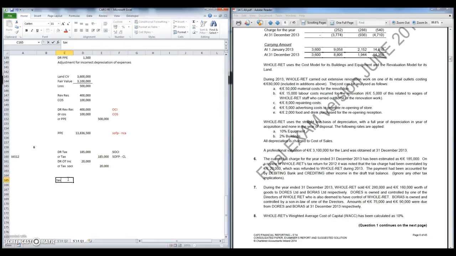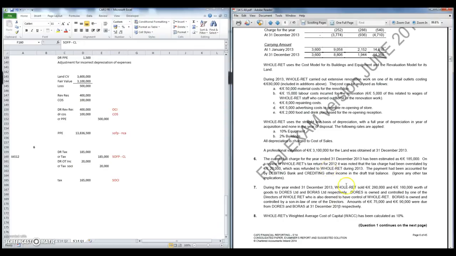Therefore, tax in the SOCI is going to be plus 185 minus 20, and that would be for your SOCI element. And then, so you can actually delete this one up here and just leave it as, here's your SOCI element for tax, and then we know your SOFP element is 185,000. Alright, so that just gives you a summary. When you're going back to look, you have them captured.